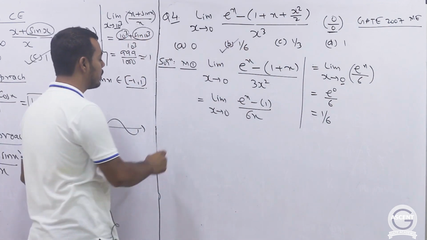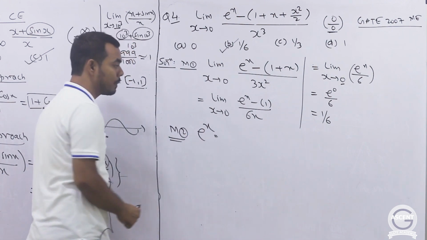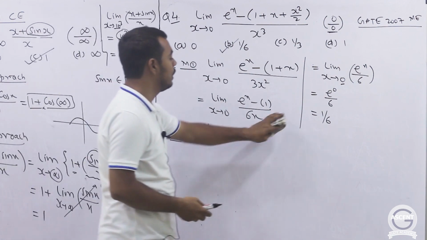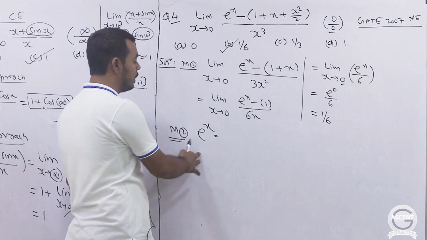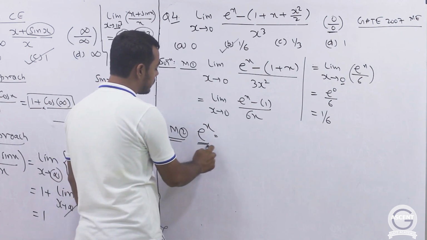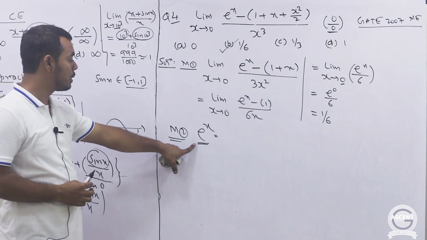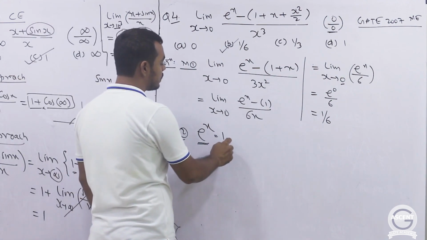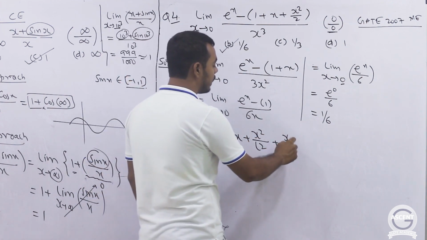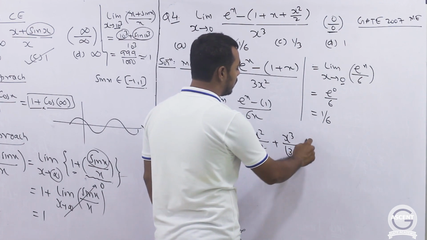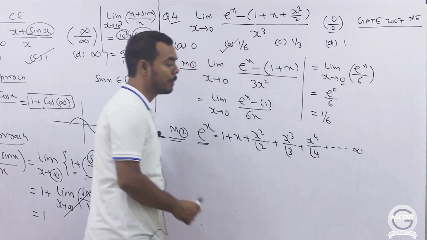Now there is another method of solving this problem, which is using the expansion of e to the power x. If you know the expansion of e to the power x, we will see later how to expand any function in the form of a polynomial. But the expansion of e to the power x is very important; it is most frequently used. So e to the power x can be written as 1 plus x plus x square by 2 factorial plus x cube by 3 factorial plus x to the power 4 by 4 factorial. This will continue up to infinity, right?